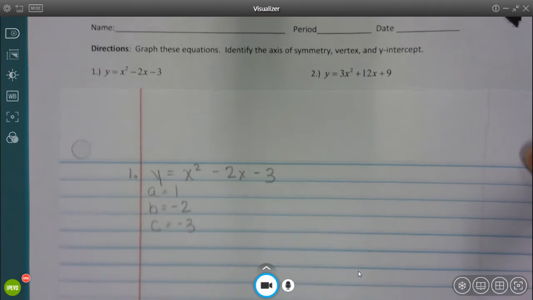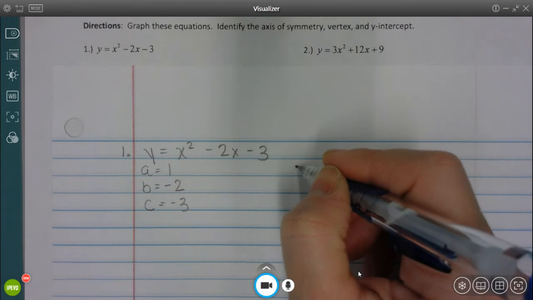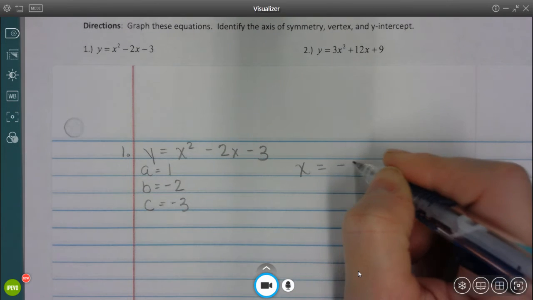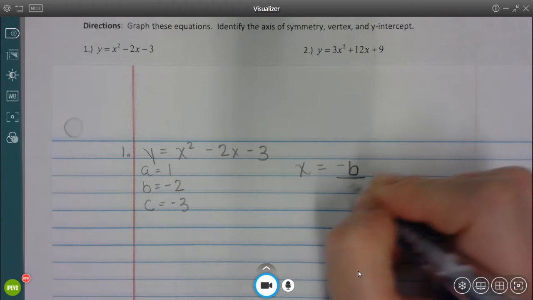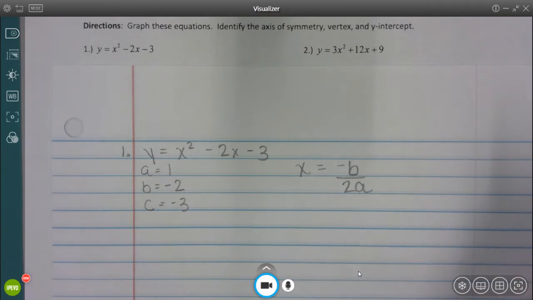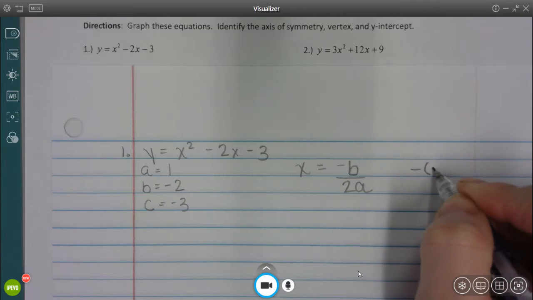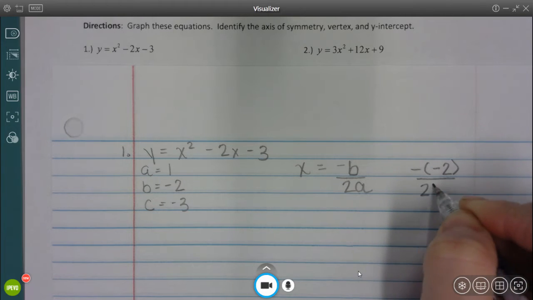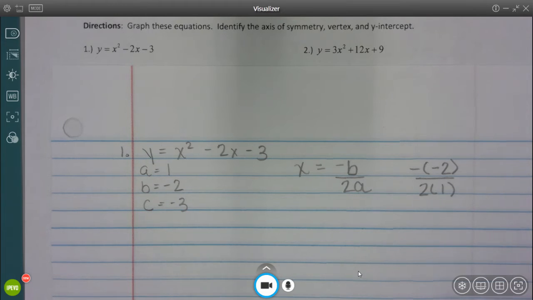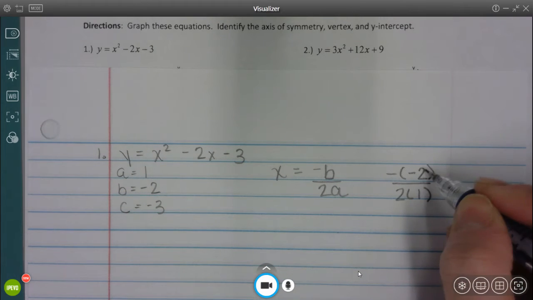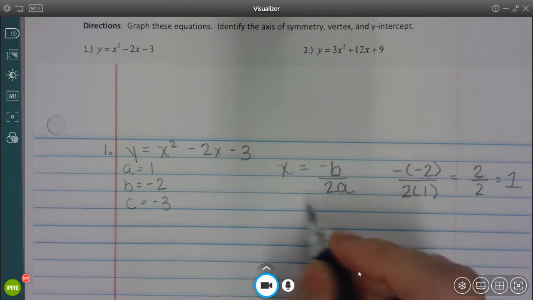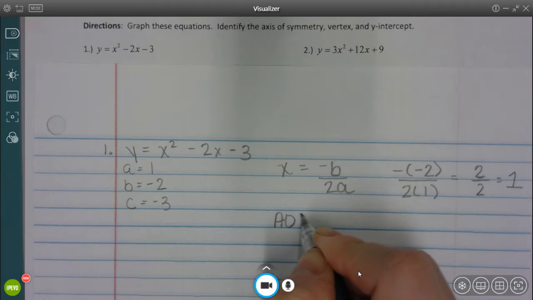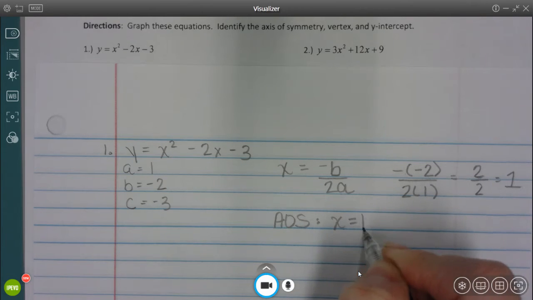So I'm going to start by finding my axis of symmetry, which will give me an x value, and that will be -b over 2 times a. So I'll have -2 divided by 2 times 1, which is -2 makes +2. 2 times 1 makes 2. So this would be 1. So for my axis of symmetry, my imaginary line is at x equals 1.